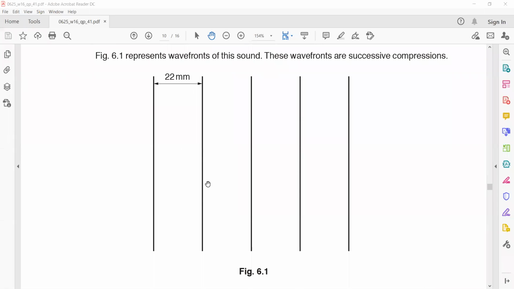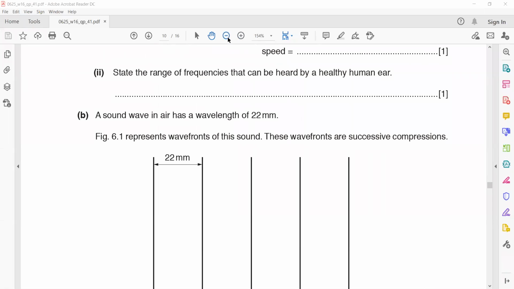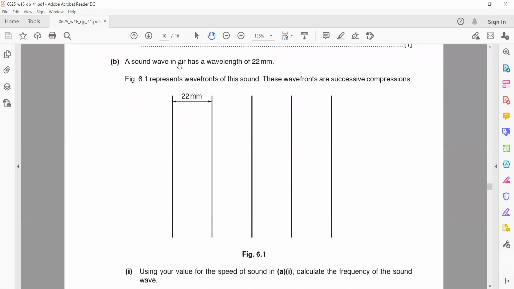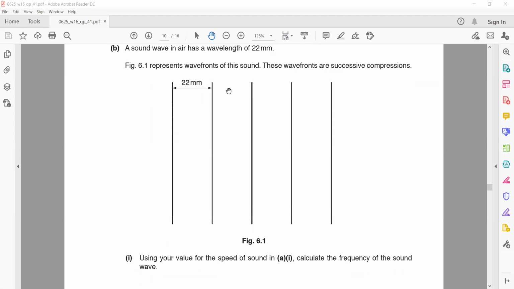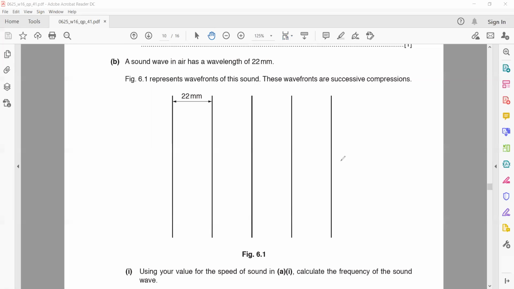Six part B. Sound waves in air have a wavelength of 22 millimeter. Figure 6.1 represents the wavefront. Wavefront means they are representing identical points.